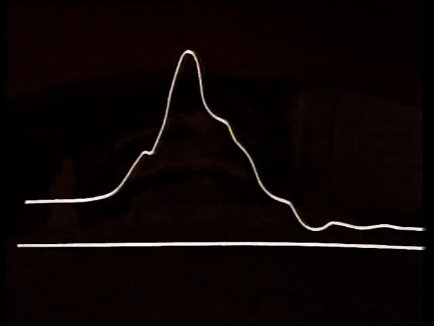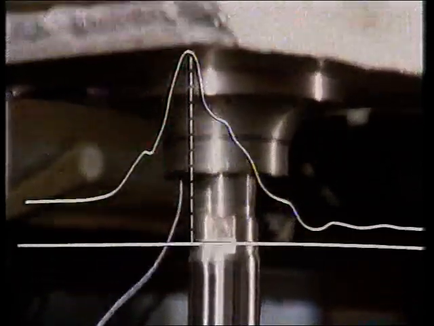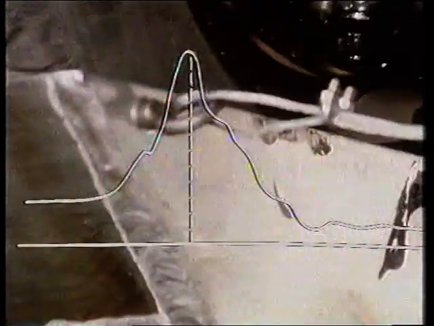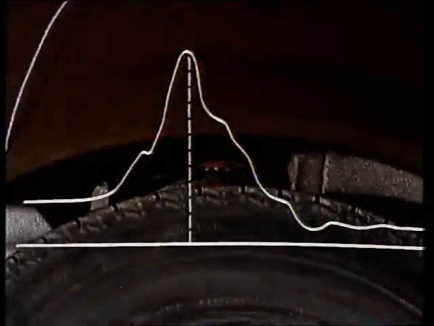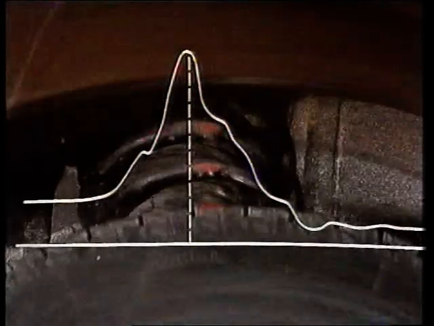Let's have a look at that again. Well below resonance, the input and output move together. At resonance itself, the transmissibility reaches a maximum. And at frequencies well above resonance, the transmissibility drops off quite dramatically. The output amplitude is very small compared with the input.